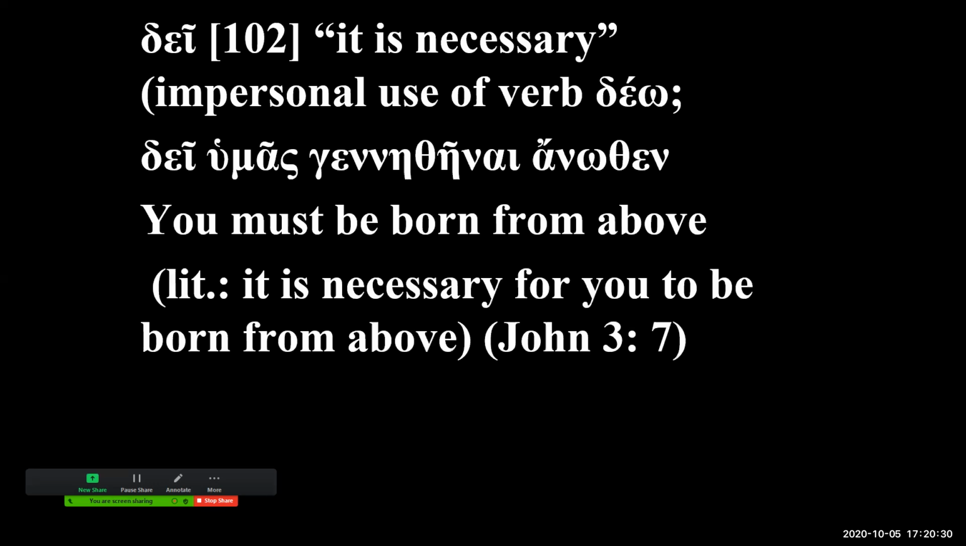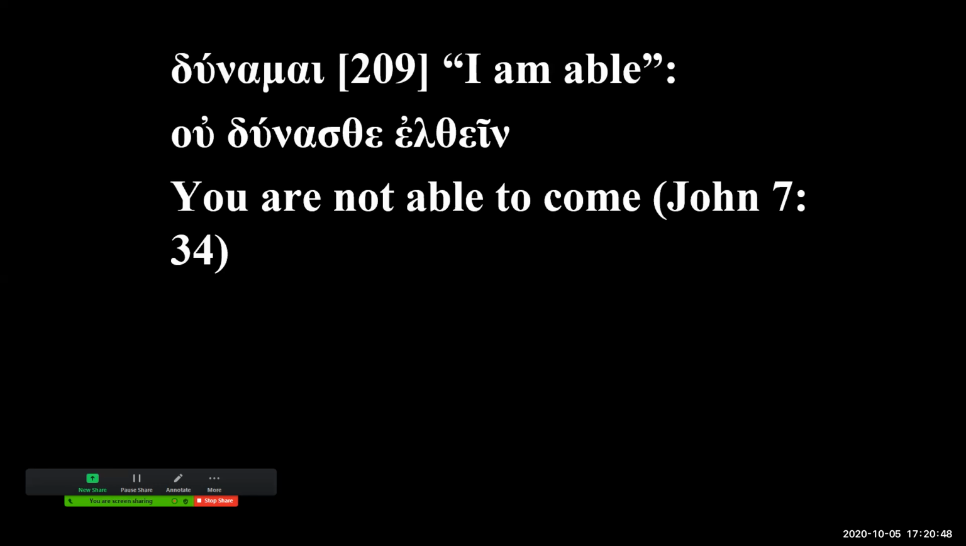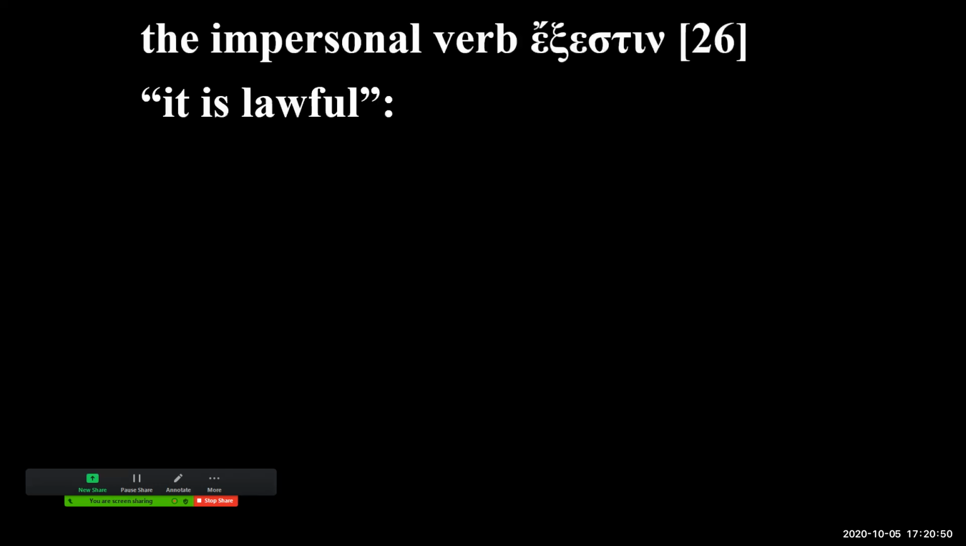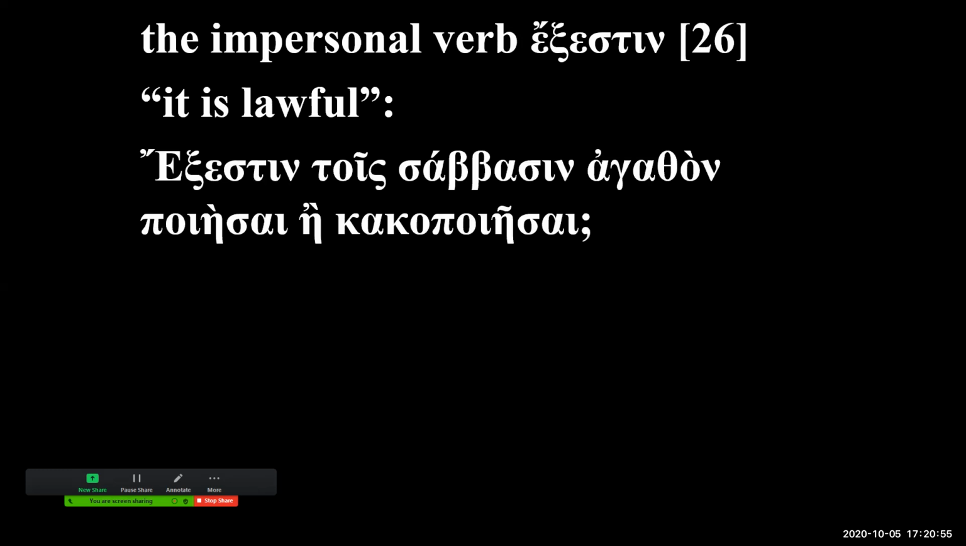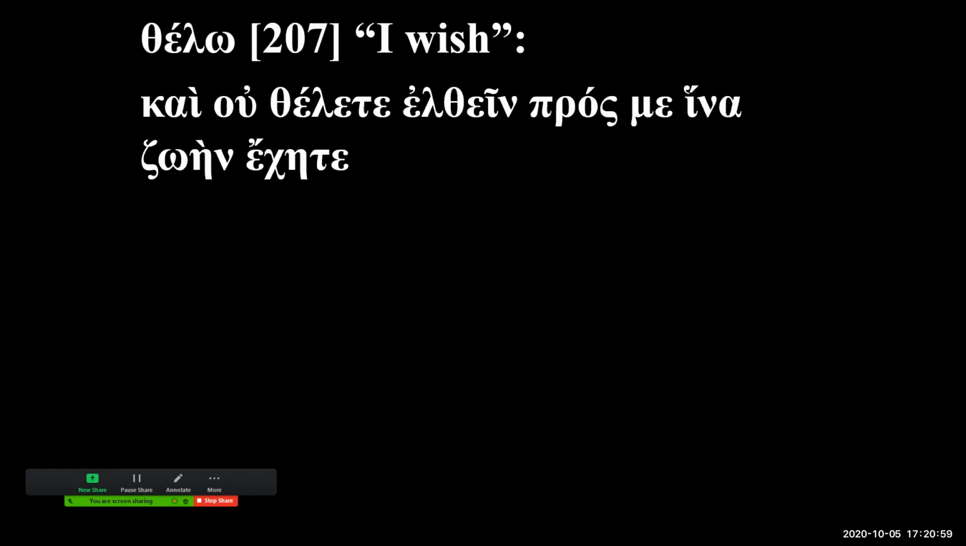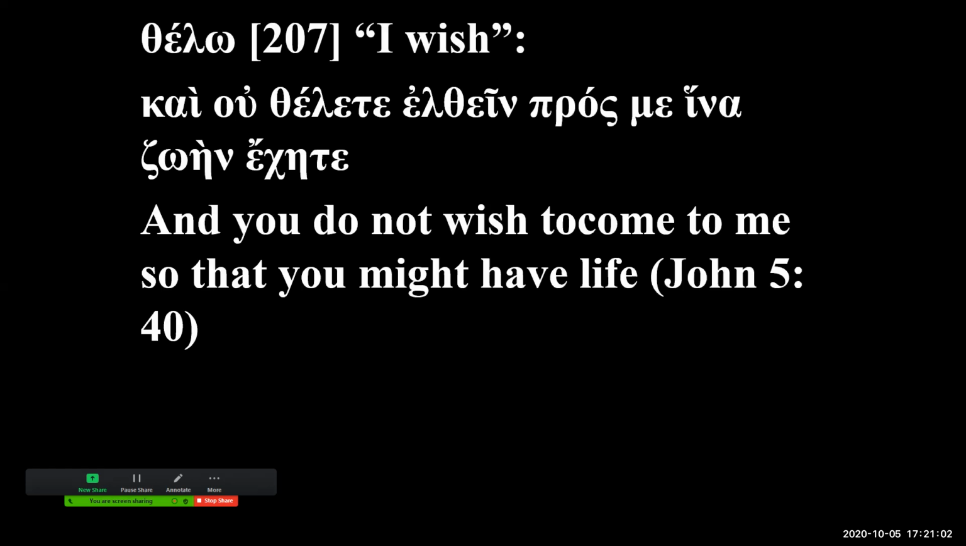Important thing. Now, yeah, there's another thing that's happening here, and I'll explain to you in just a moment. But these are two verbs that need infinitives. Dunamai is another. It is lawful, existing is another. And thelo, we've already mentioned, is also another.